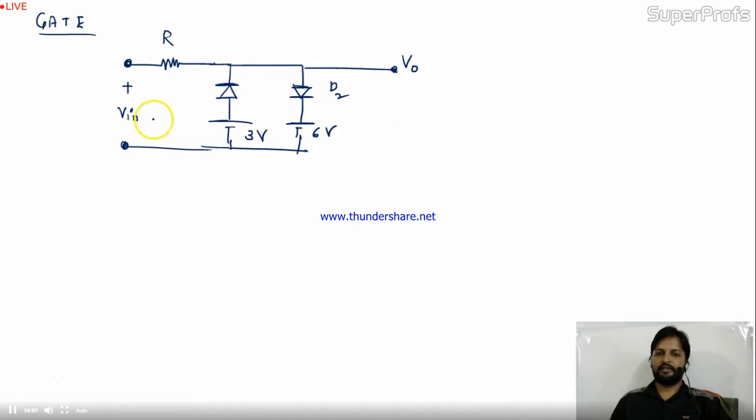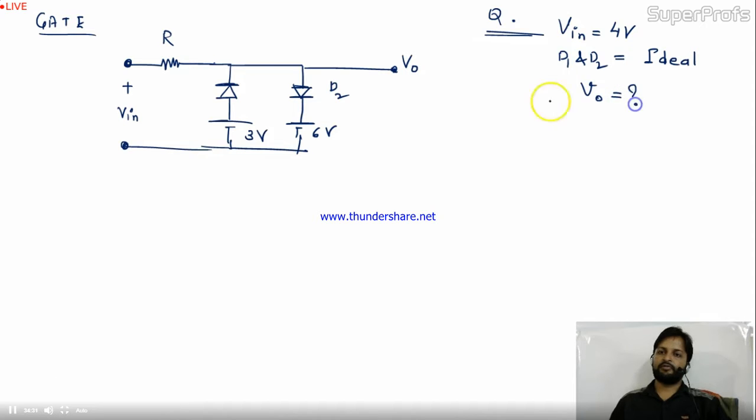The question is, in the circuit shown in the figure, V in is 4 volt. This is your question, right? They have given V in equal to 4. Assuming the diodes to be ideal, both D1 and D2 are ideal diodes. And the third condition is, find out V0. You have to find out V0. Here is the V0. Okay. So friends, V0 you have to find out.